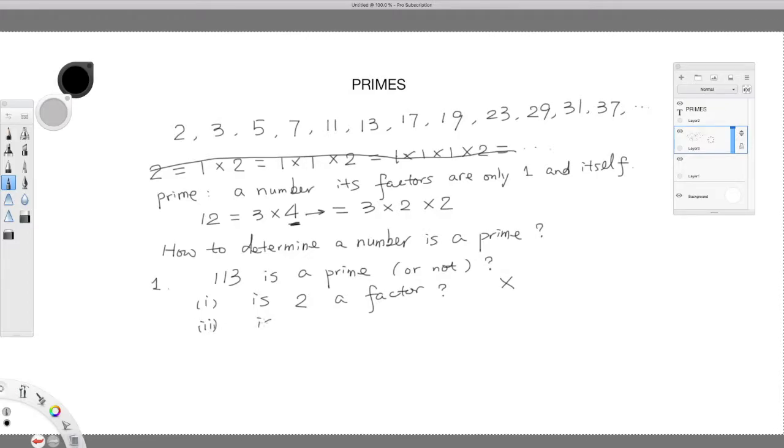Second, is 3 a factor? In other words, is 113 a multiple of 3? Remember the criteria for a number to be a multiple of 3? Well, the sum of its digits has to be a multiple of 3. So for 113, the sum of all digits is 1 plus 1 plus 3 equals 5, which is not a multiple of 3. So this number itself, 113, is not a multiple of 3. Okay?